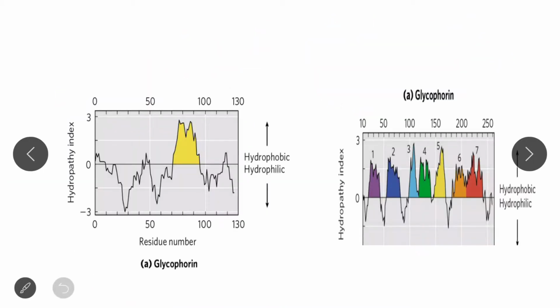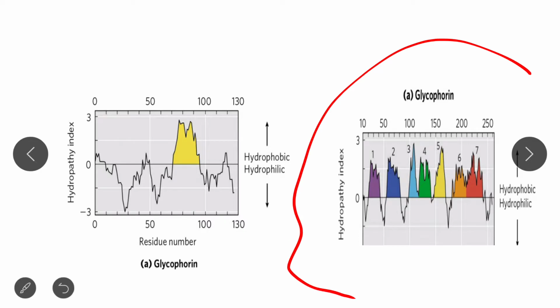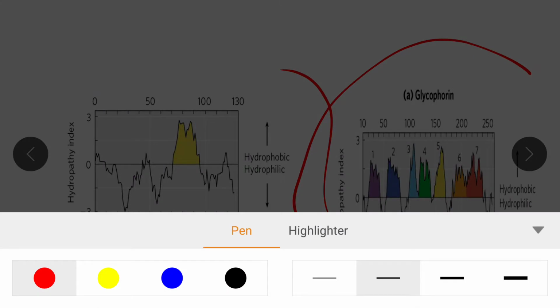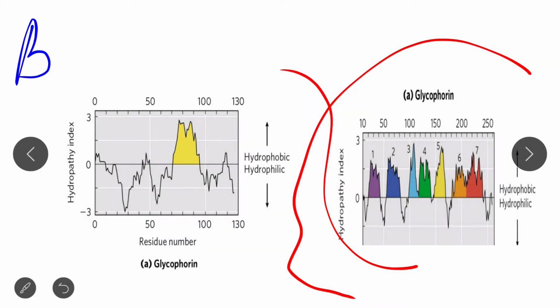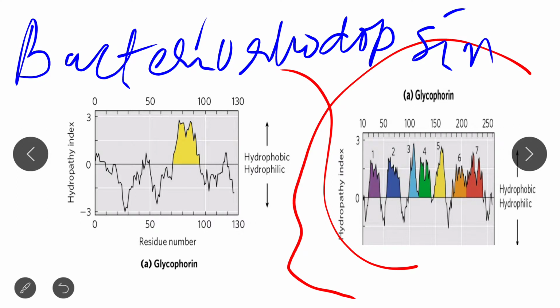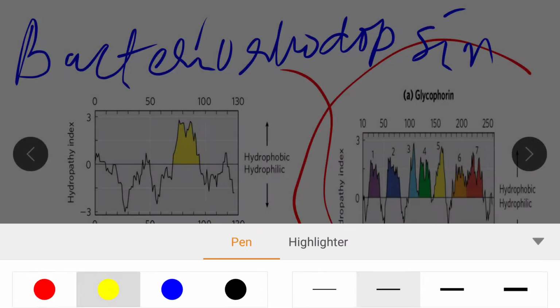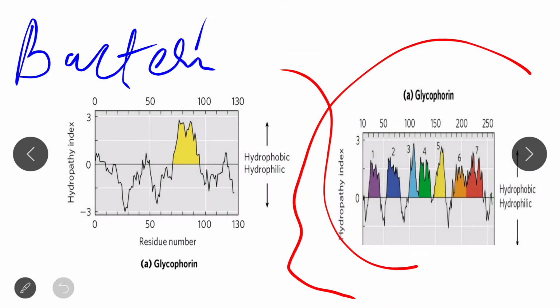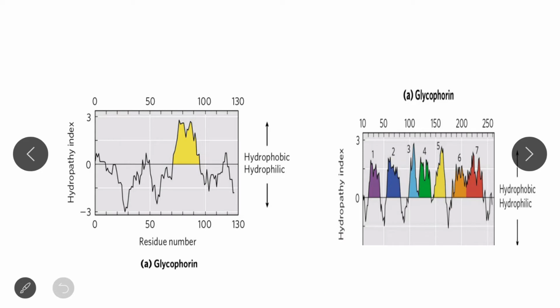Okay, now see this plot. This is a plot of bacteriorhodopsin. Now you can tell me how many hydrophobic and how many hydrophilic regions are present. See, this is del G. This is the del G portion, as you know.